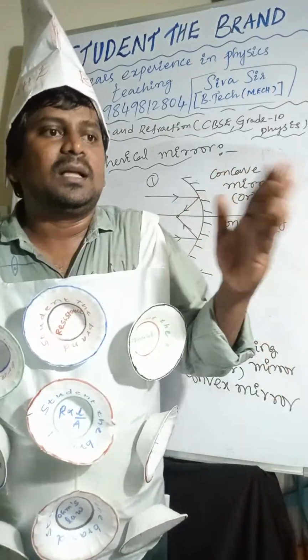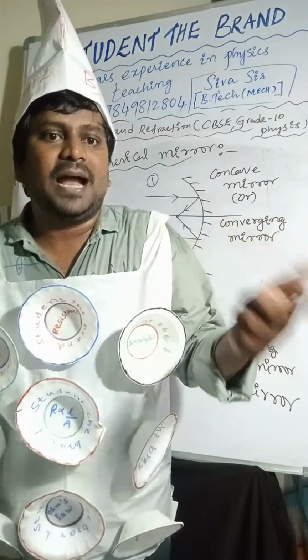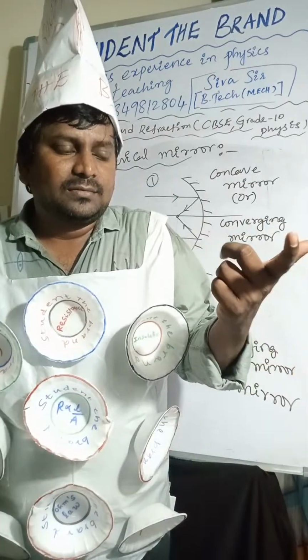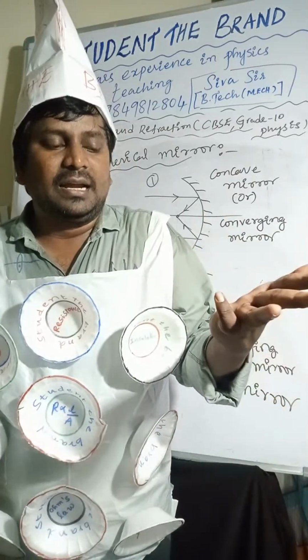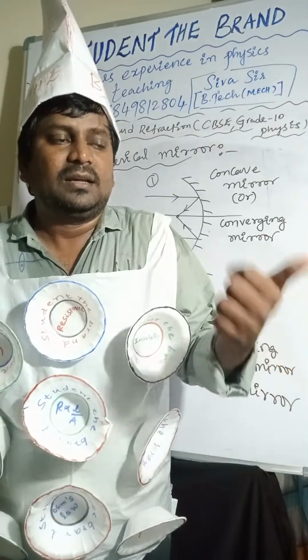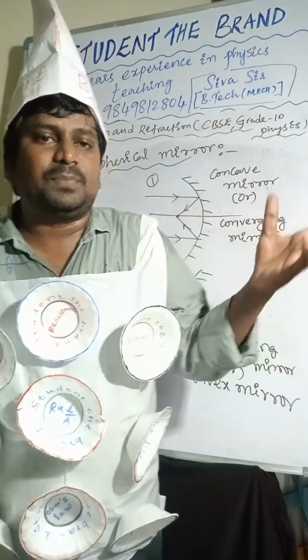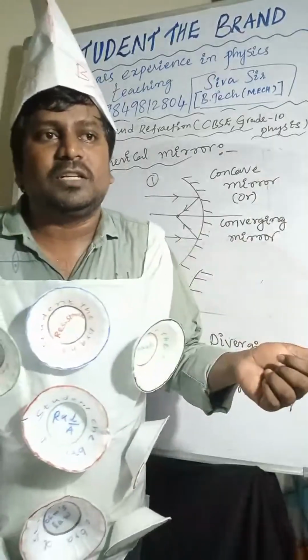And coming to the electrical components: cell, battery, open switch, closed switch. And next, ammeter, voltmeter, resistor, rheostat. These diagrams, once you practice the diagrams, Sivani, are very important. Try to practice.